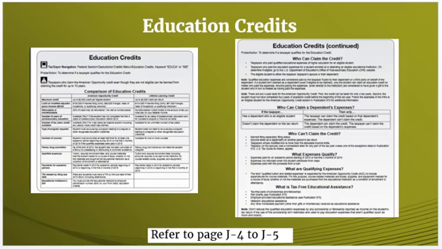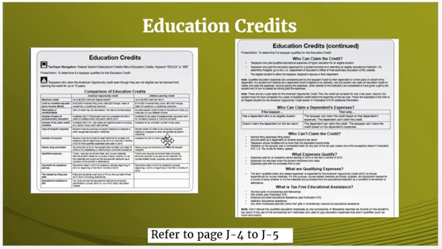Education credits offer some form of refundable credit. Education credits are found in section J of your 4012, and specifically on pages 4 and 5 you're going to see these two areas. Now this form here is going to address two types of education credits. We're going to have the Lifetime Learning Credit and the American Opportunity Credit. And all of the questions you might have regarding those two credits are listed here.